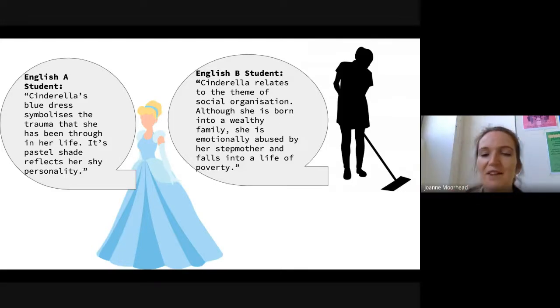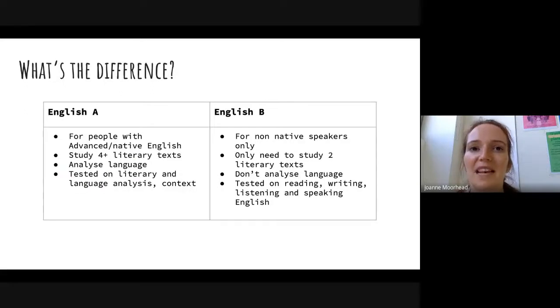So I'm going to hand over to my second years now, and I want them to tell you why they chose English B and not English A. So we'll start with Ferdy.